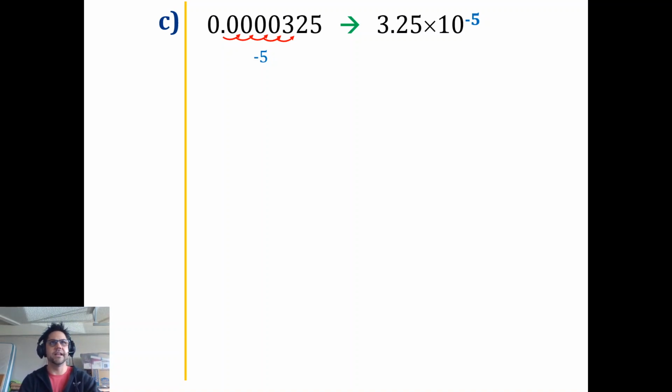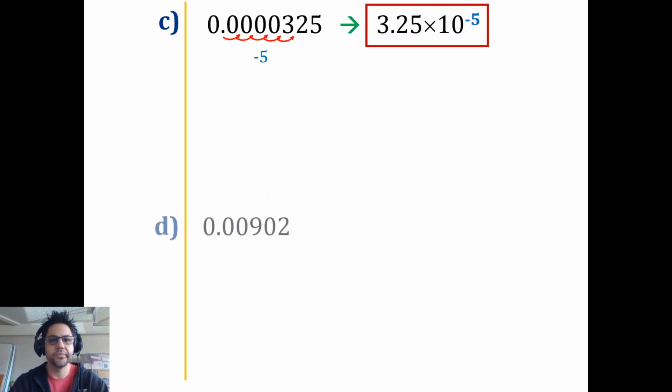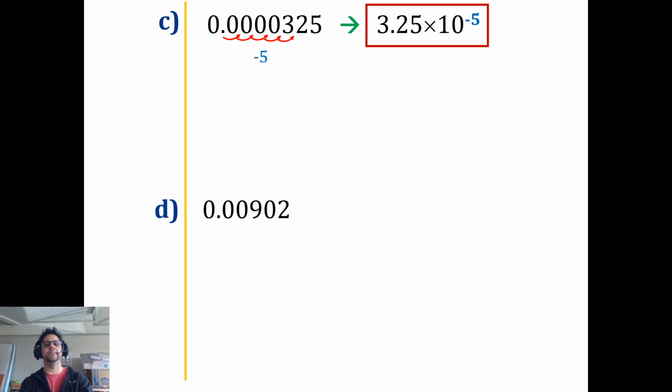Because sometimes students memorize which way I'm moving. Is it adding, subtracting, things like that. So again, my trick I like: big numbers, positive exponent; small numbers, negative exponent. All right, let's try another small number.